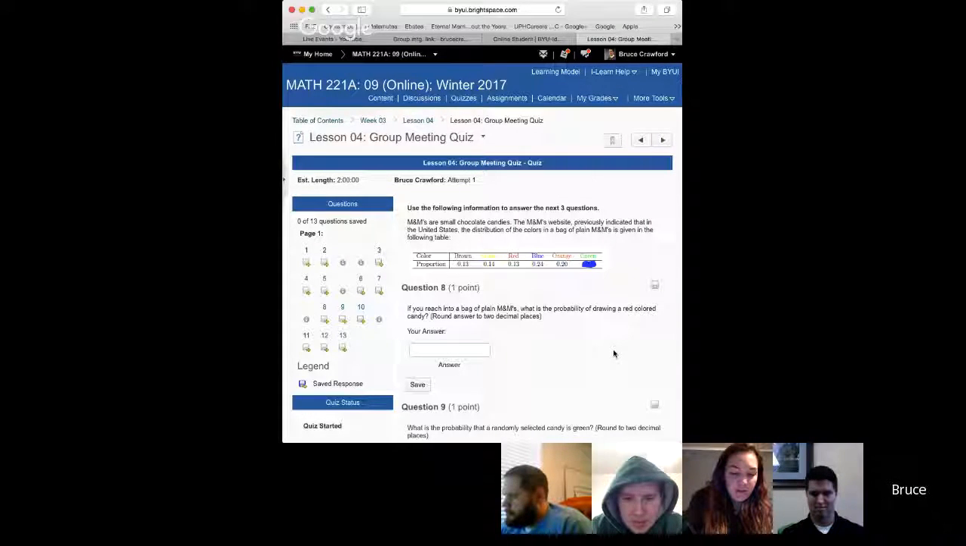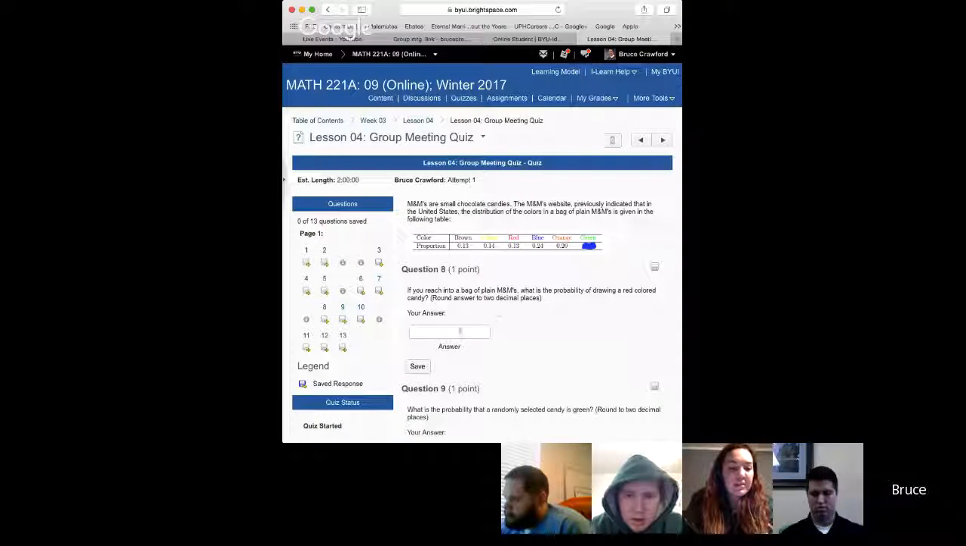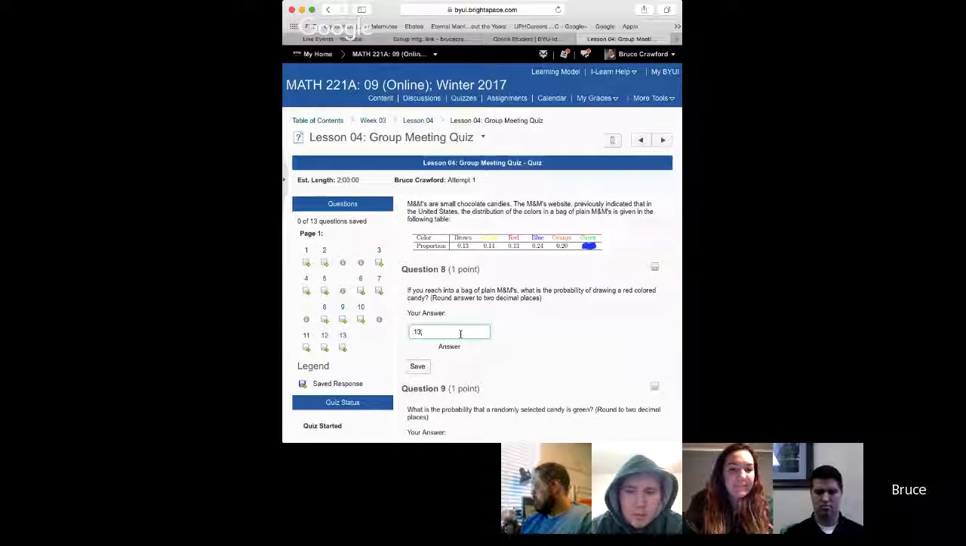M&Ms are small chocolate candies. The M&M website previously indicated that in the U.S., the distribution of colors in a bag of plain M&Ms is given in the following table. Oh, what a brilliant study. If you reach into a bag of plain M&Ms, what is the probability of drawing a red-colored candy? 0.22. Okay, I'll give that one to you. So do we go ahead and just do it? Did you just do 0.13? Yes. Now I'm checking to see what green is because I feel like that's going to be a question.